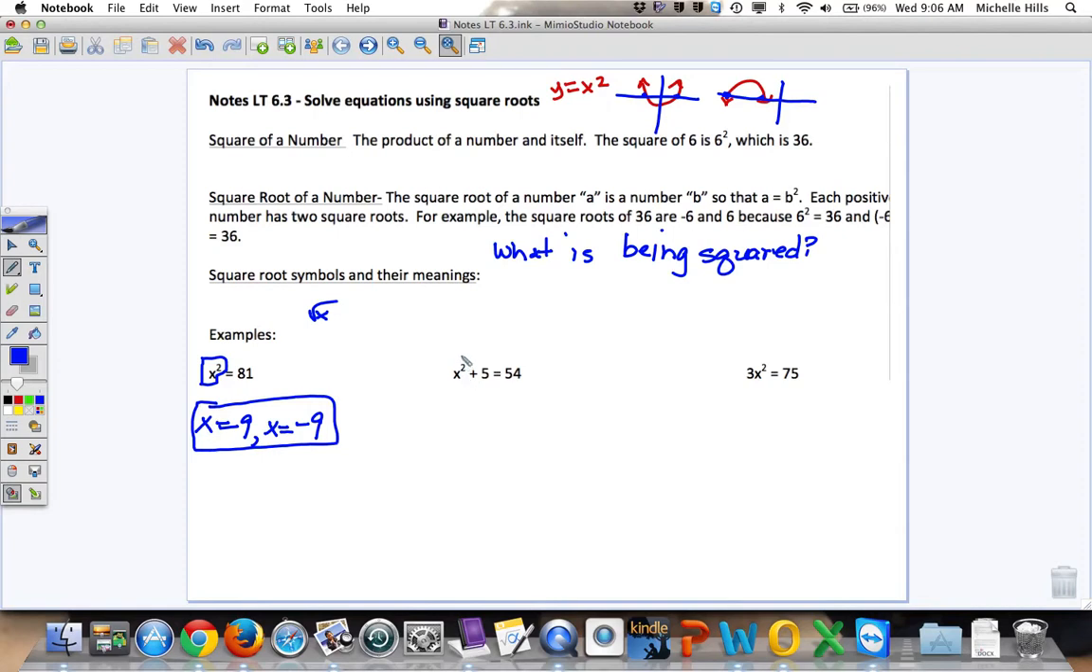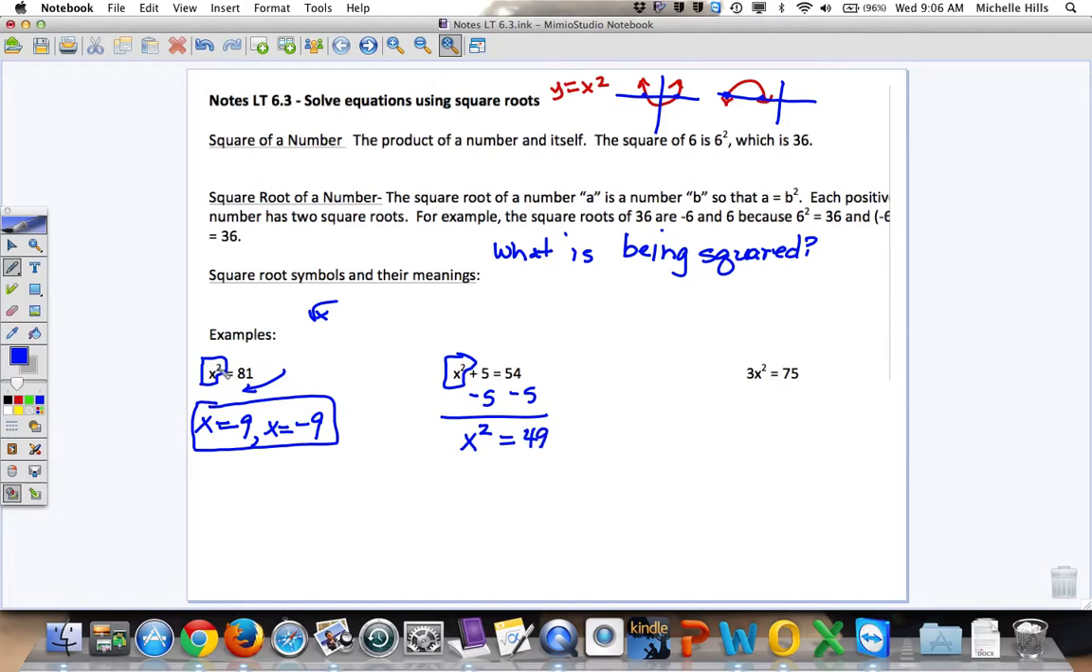What is being squared in the second one? Again, just the x. So I don't want this plus 5 out here on this side of the equation. I want to isolate the x squared. I'm going to subtract 5 from both sides of the equation first. So x squared equals, and I am so sorry, I forgot to show a required work step in here that I'm going to come back and put in. x squared equals 49 over here.